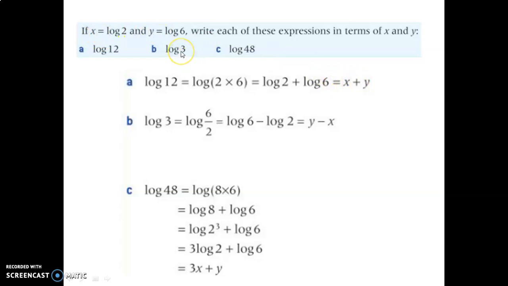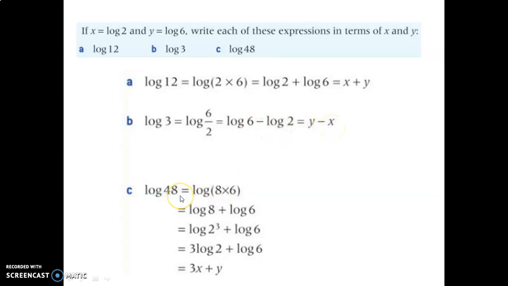In the second one, we have 3. 3 is actually the division of 6 and 2. So we can rewrite it like that. And again, we know log of 6, we know log of 2. We know that that's going to be y and that's going to be x. But first, by the quotient rule, we split that up into subtraction. And again, this is now x, and this is y. So we can write it like y and x, so y minus x.